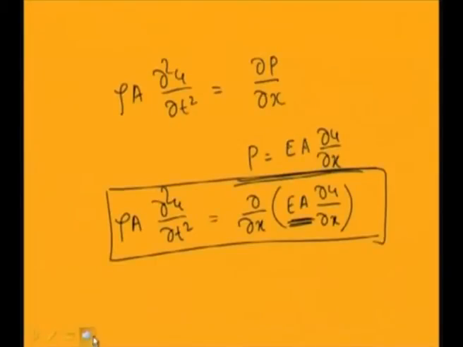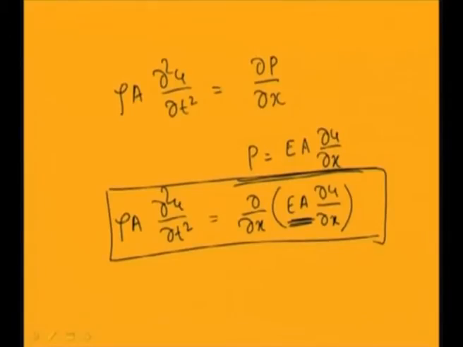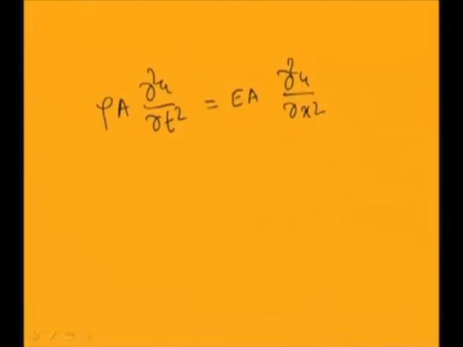this equation like this: rho A del square u by del t square equal to E A del square u by del x square. Del square u by del t square is the acceleration, and rho A is the mass. So mass into acceleration is the inertia force, or the force acting on the system. This will be equal to E A del square u by del x square, or the same equation you can write in this form.